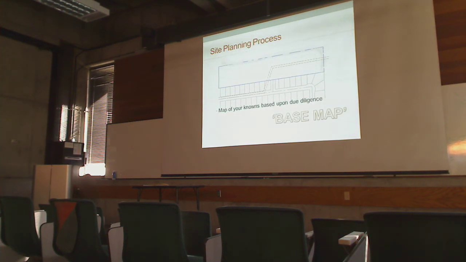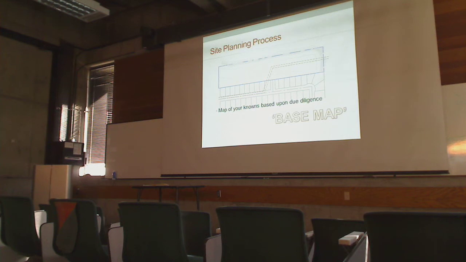So what you need to develop when you start any site plan is a base map. And people call a base map all different kinds of things. It might be called a base map, it might be called an as-built, what's out there, or maybe you're starting from a survey map. There are different terms here, but the point is what your base map represents is all of your due diligence.